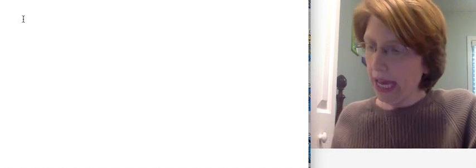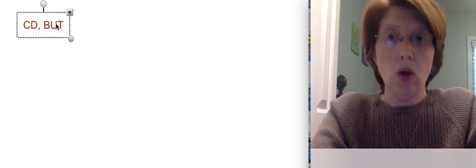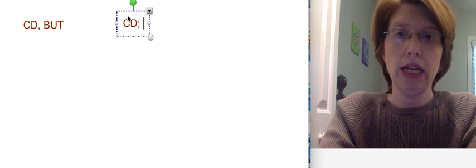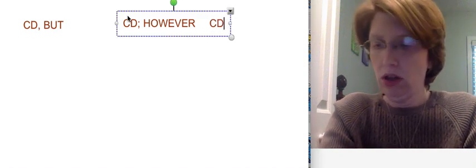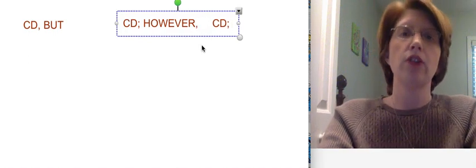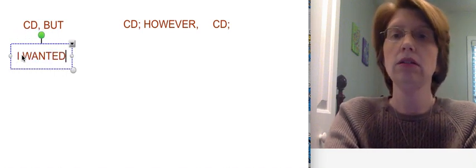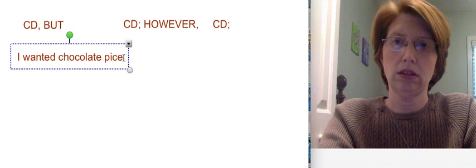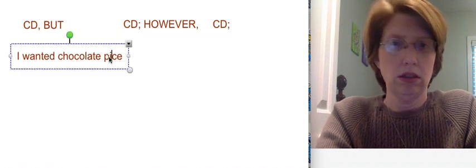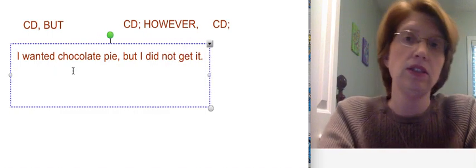So what we want to do here is we can have a compound with comma, but, or and. We can have a compound with semicolon, however, or we can have a compound with semicolon. Actually, you need a comma after however. So example, this is the one in the book. I wanted chocolate pie, comma, but I did not get it. Okay, that's the first way, comma, but.